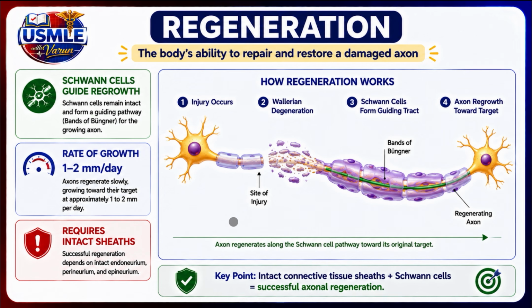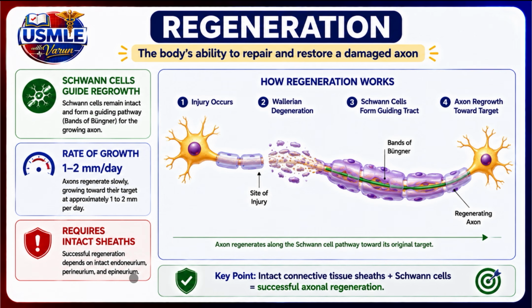Finally, in regeneration, Schwann cells form a guiding scaffold for regrowth of the axon. This regeneration rate is slow, about 1 to 2 millimeters per day. Importantly, this process only works if the structural pathway is preserved. This occurs only if the sheaths are intact. Schwann cells guide the regrowth, they remain intact and form a guiding pathway, also called bands of Büngner, for the growing axon. The axons regenerate slowly, growing towards their target at approximately 1 to 2 millimeters per day.